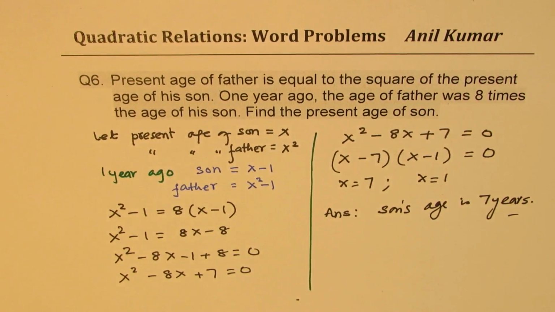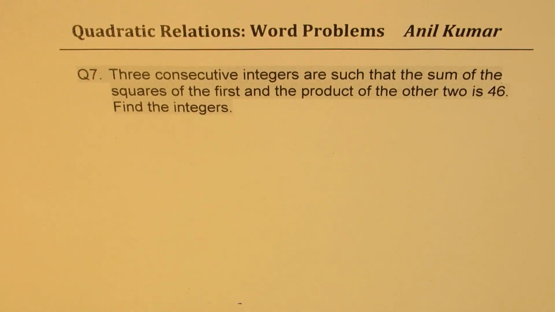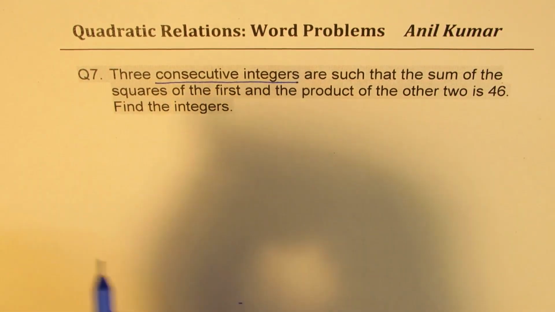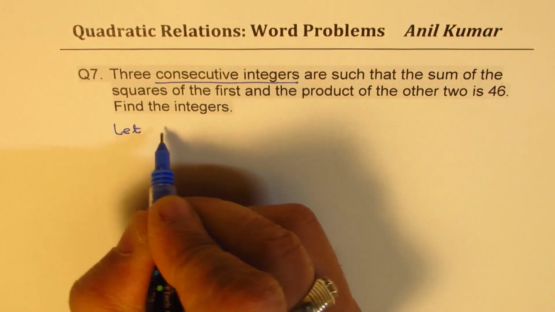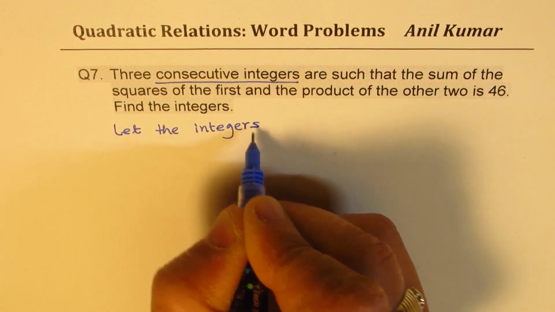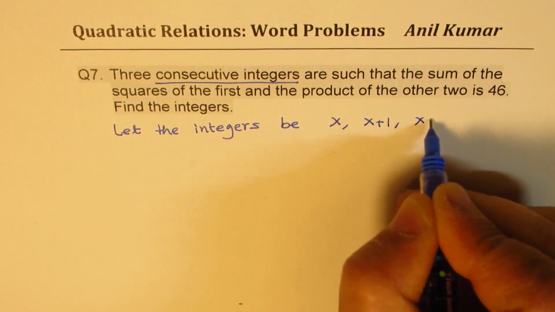And now let's take the last question of our series. Now we are almost at the end. Here is question number 7. 3 consecutive integers are such that the sum of squares of the first and the product of the other two is 46. Find the integers. So when we say consecutive, that means they come one after the other. So let the integers be x, the other one will be x plus 1, then x plus 2.